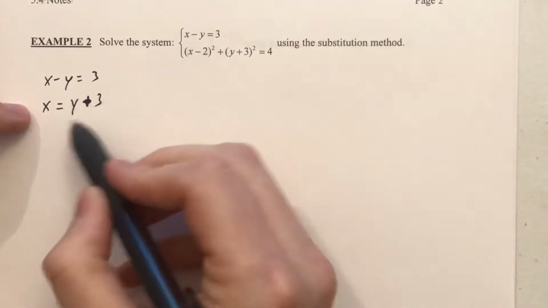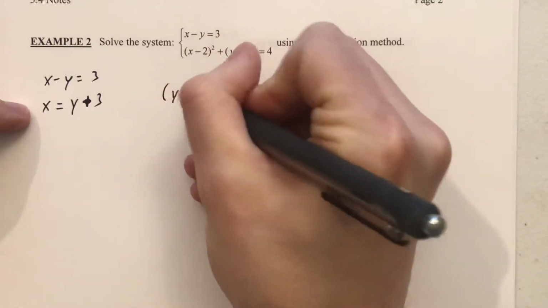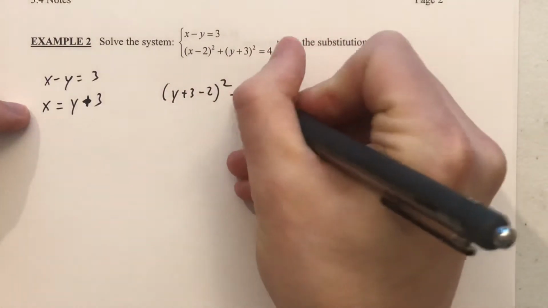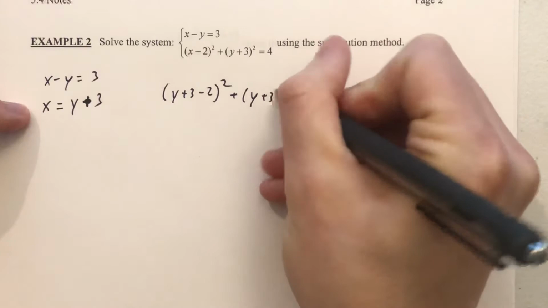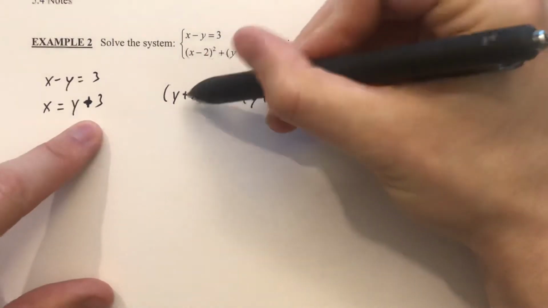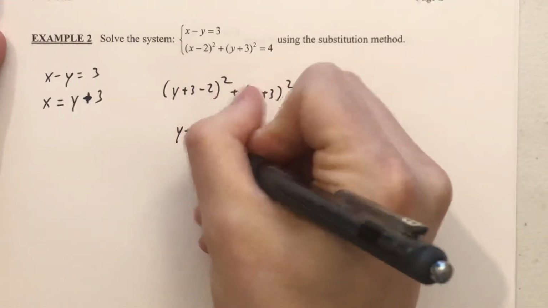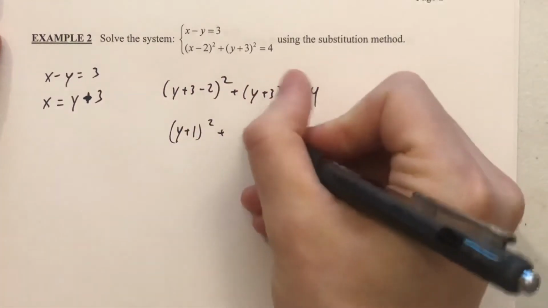So now I will substitute this x in. So we'll have y plus 3 minus 2 squared, and then the rest of that will be the same. So again, just replacing this x with that y plus 3, giving us that equation. I'll go ahead and simplify that first, definitely.